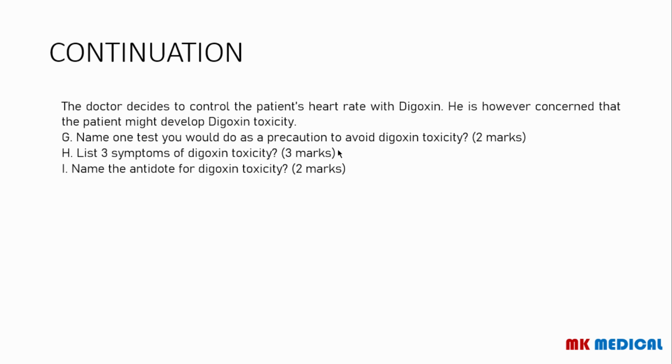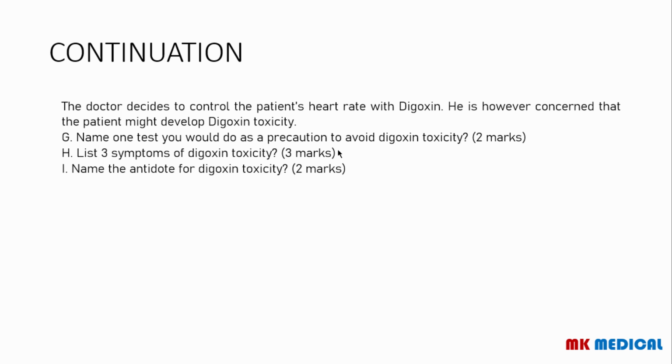So you'd obviously want to do your renal function test because it's being excreted via the kidneys. List 3 symptoms of digoxin toxicity. So patients usually get this yellowing of the vision, which we call xanthopsia. They may also have blurring of their vision. They may have nausea and vomiting. They may have dizziness, they may have palpitations, they may have bradycardia. So you can just pick any 3 of those.